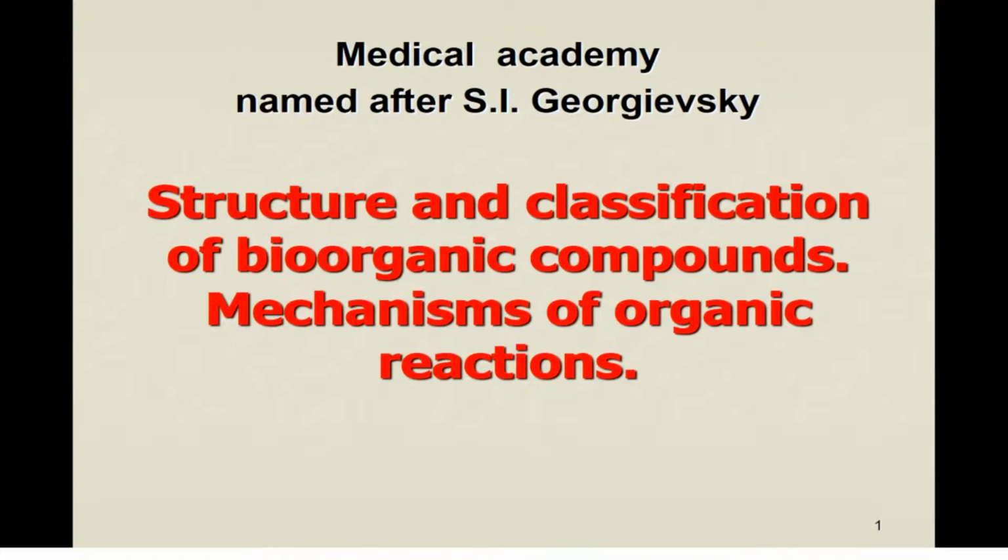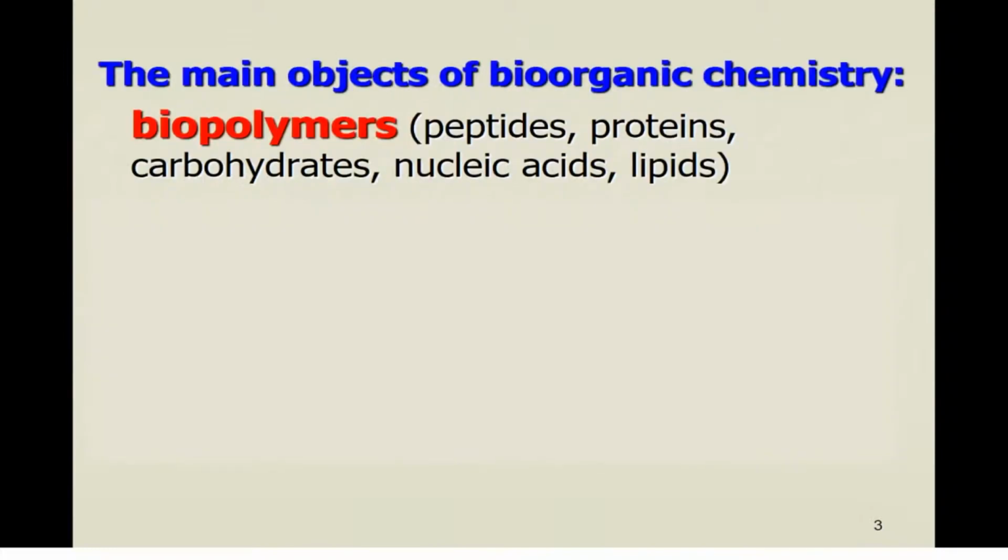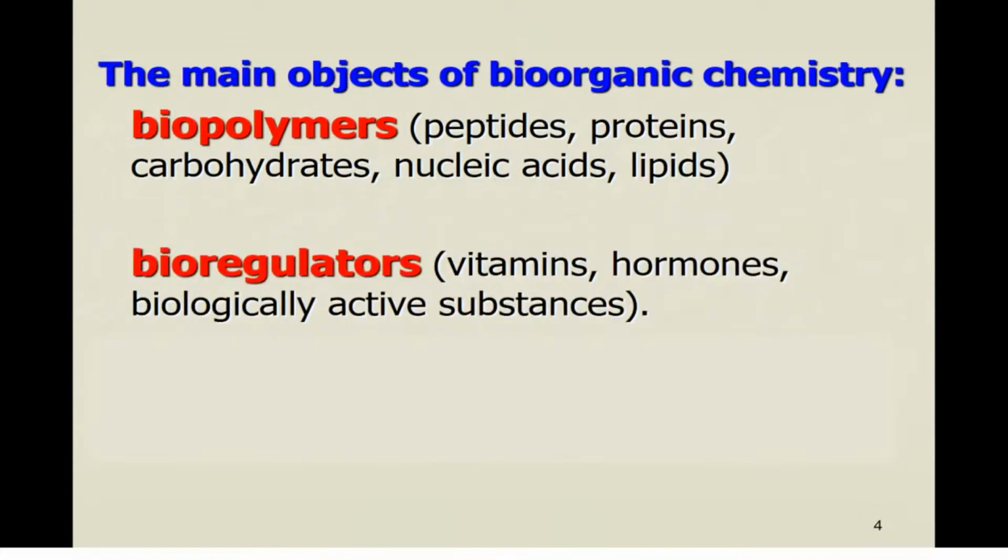So let us start. Bioorganic chemistry is a branch of chemistry studying the structure and properties of substances participating in the vital functions, that means in life processes. All of them can be classified, or we can say not exactly classified, but the main objects we are dealing with when we study bioorganic chemistry are biopolymers and bioregulators.